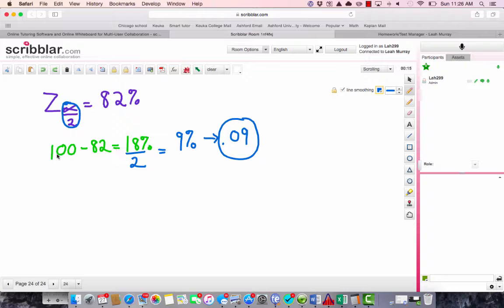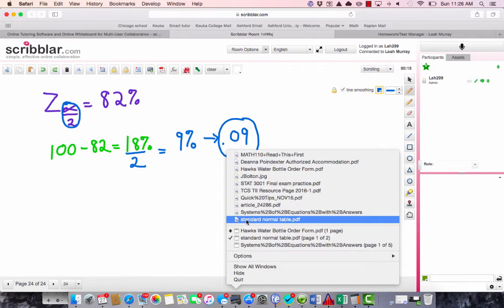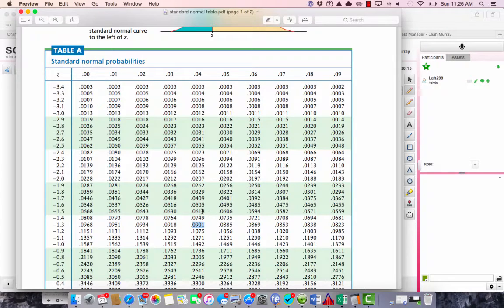I'm going to look for the 0.09 on the reference table, and then I'm going to recall that critical values are typically given in their positive form. When using a reference table, you want to use a standard normal table. This is available to you in the back of your textbook, or a simple web search of standard normal table will bring up several possibilities.